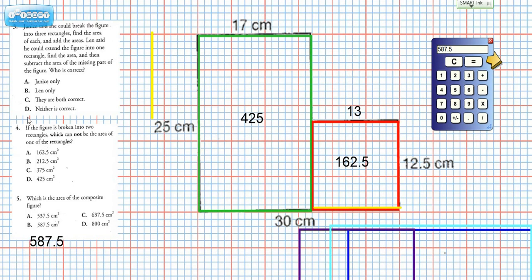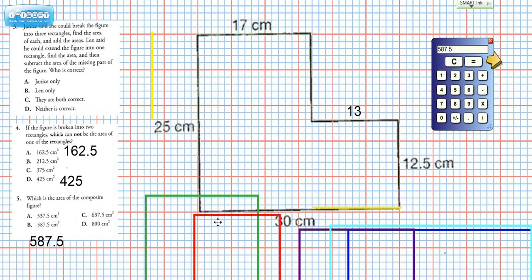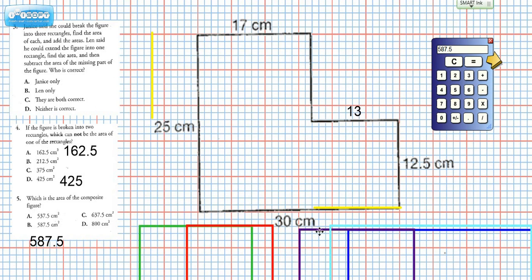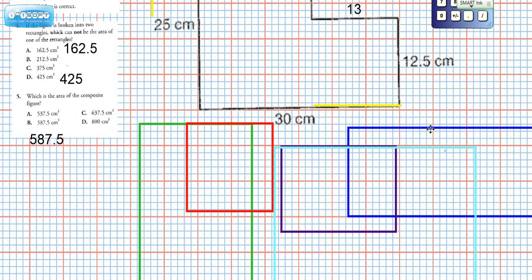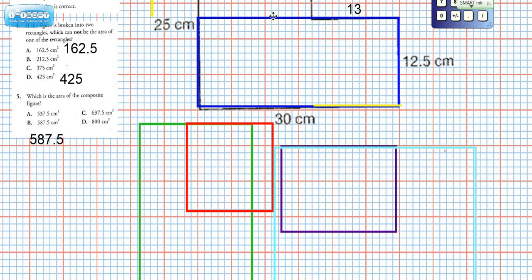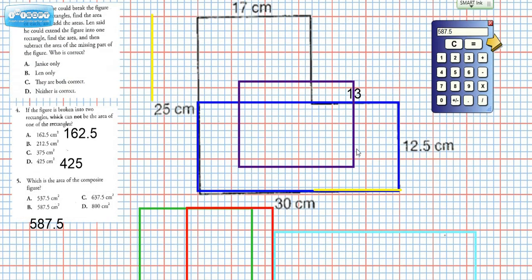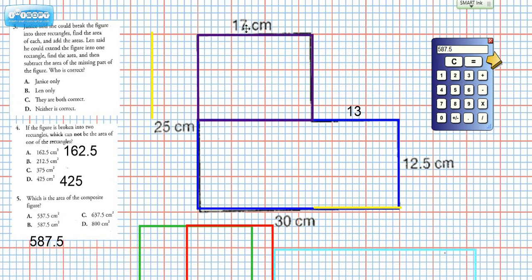The other question says, if the figure is broken up into 2 rectangles, which cannot be the area of one of the rectangles? Now 425, that's listed, so that is the area, and this is listed. But what if, and I don't know if the textbook company thought of this, what if we arranged it, oops, I keep pulling the wrong things. What if we arranged it like this? We have a rectangle here, and then let's move this purple rectangle up like that. All right, so let's explore what if we broke it up this way instead.